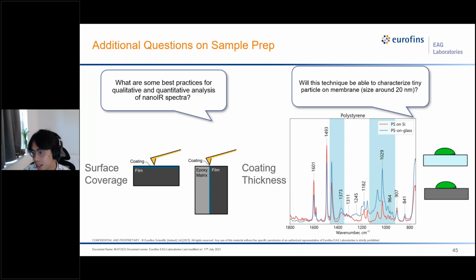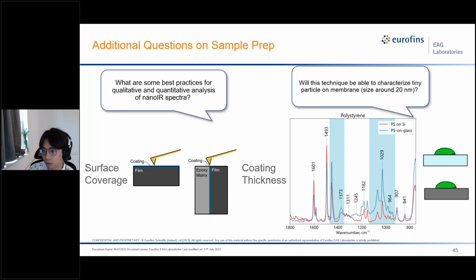Another question we got that's actually fairly interesting is, will this technique work with a tiny particle on a membrane? More generally speaking, if your sample is on an infrared active substrate, so in this case, I have an example of polystyrene on a silicon wafer, which is fairly IR inactive, versus glass, we can see that in the blue, which is the polystyrene on glass, there are absorbances that are due to the underlying substrate. So if there are unique peaks that we can pick out that don't show up in your substrate, the chances of us succeeding are higher.